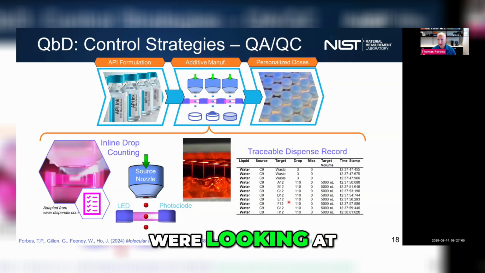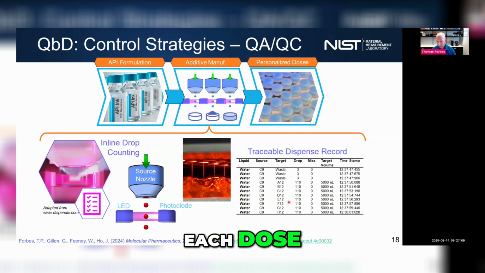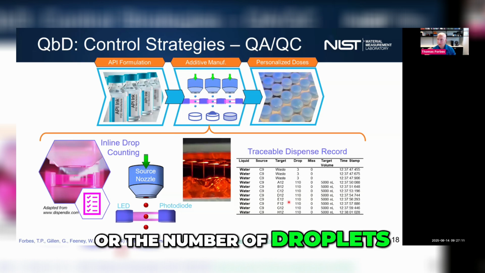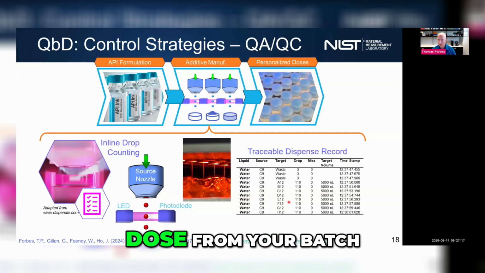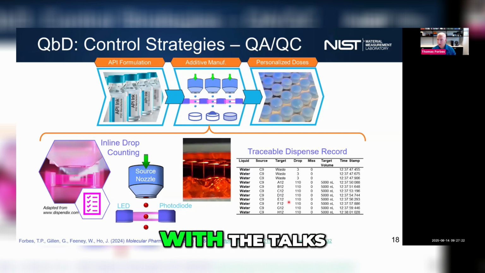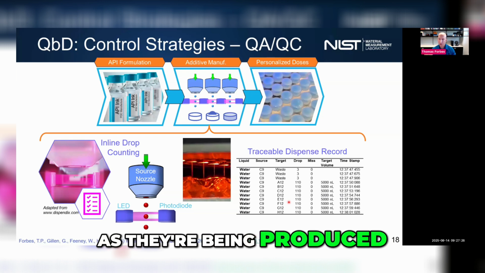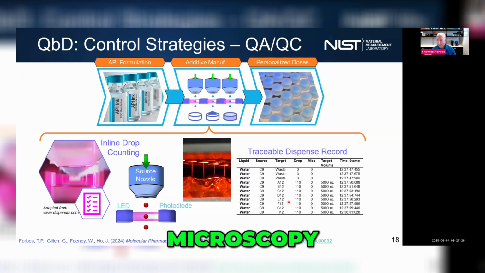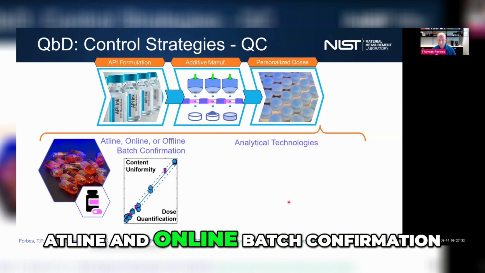For the system we were looking at, you can get a traceable report for each dose for the number of droplets. So if you've missed droplets, you have the choice to go back and redeposit those into that specific dose. You can eliminate that dose from your batch, but you're having this real-time measurement. And we've seen with the talks, you can have real-time measurements of the gravimetry of the tablets as they're being produced, microscopy, and I'll mention that in a second here when we get to the at-line and online batch confirmation.